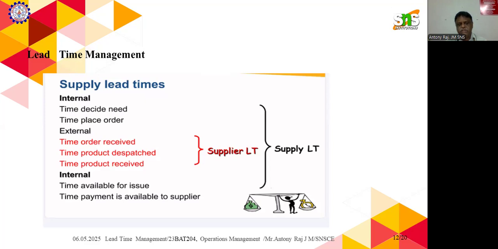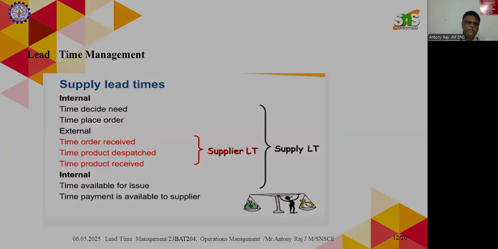So once it is decided, then what happens? Then it goes to the supplier. Then there is a time for the order to be received, and then the supplier takes some time for manufacturing. Then the product gets dispatched. Then finally, it comes back to the organization which ordered the product. So this is the overall flow with respect to lead time management.